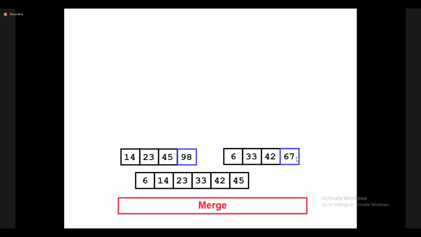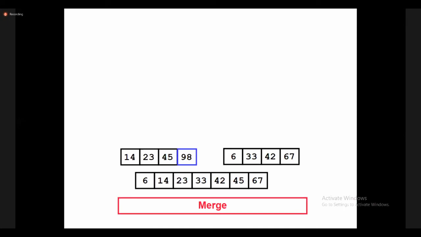Now J value: L of I is greater than R of J. So the J value moves, R of J is moved to array of K, and J plus plus. J value is now 4. L of I is less than N1 and J is less than N2, then the process continues until anyone reaches the size. So now J is equal to 4, so stop the process.